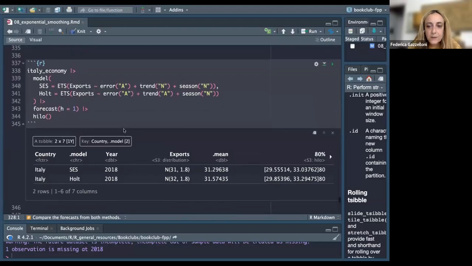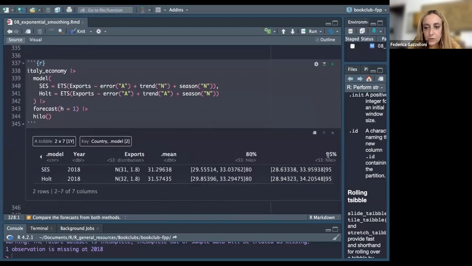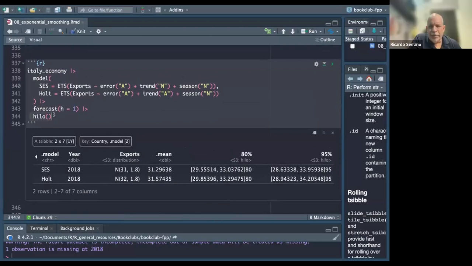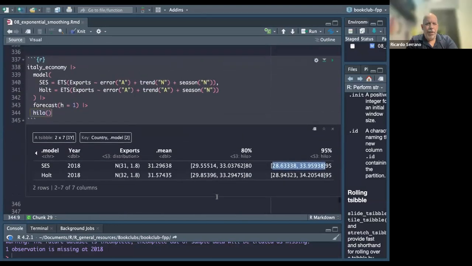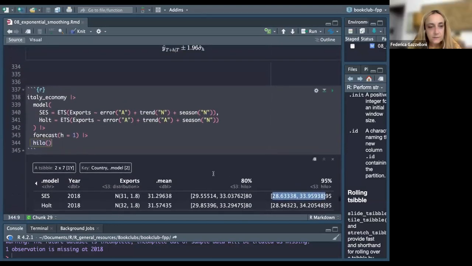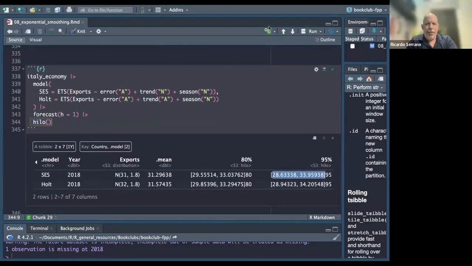Okay, what I did is to use the hilo function to get the confidence intervals at 95%. And then I leave that to you. So let me take it from there.